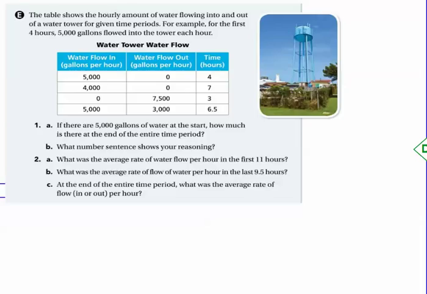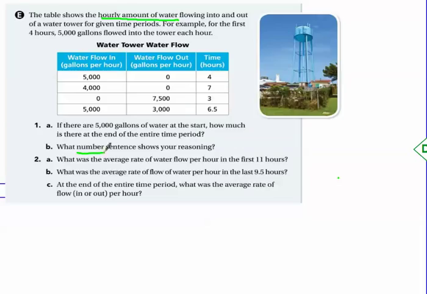The table shows the hourly amount of water flowing into and out of a water tower for given time periods. For example, for the first 4 hours, 5,000 gallons flowed into the tower each hour. Here's my table I'm going to be working with. If there are 5,000 gallons of water at the start, how much is there at the end of the entire period? There are a few ways to solve this.